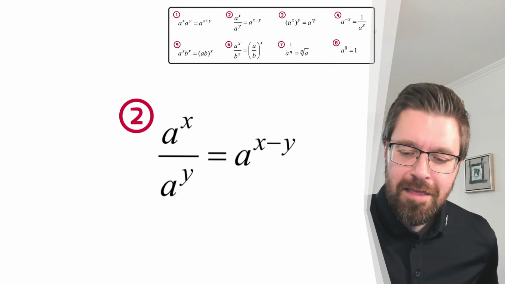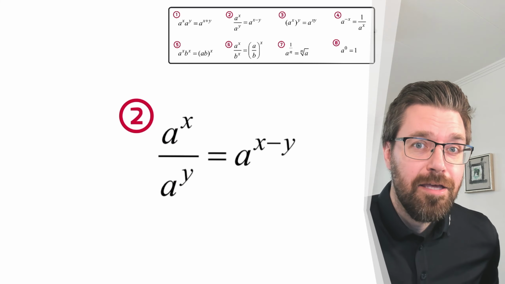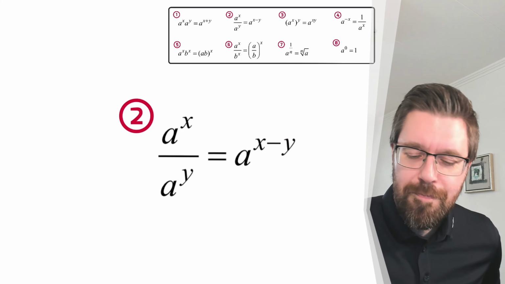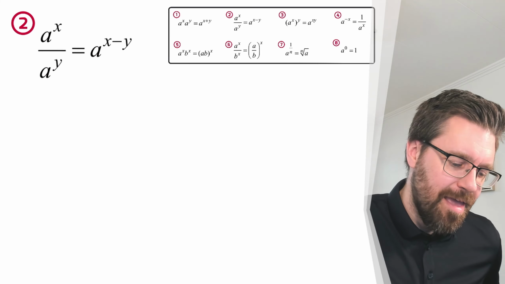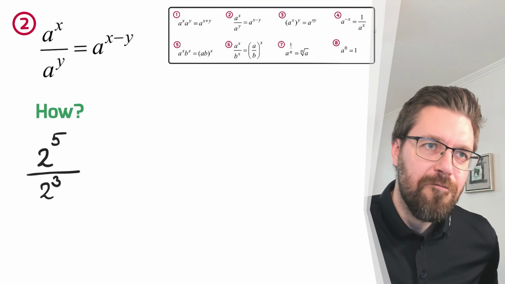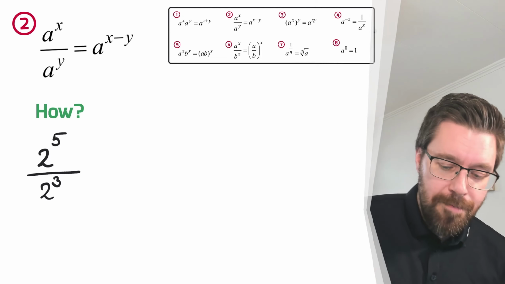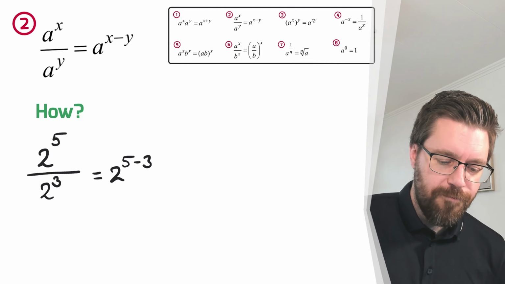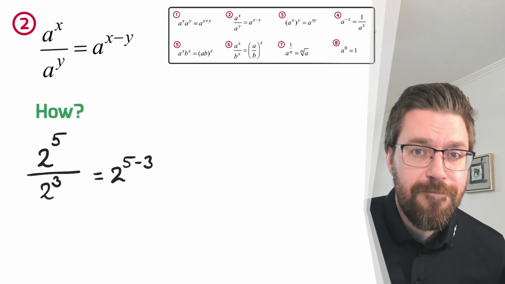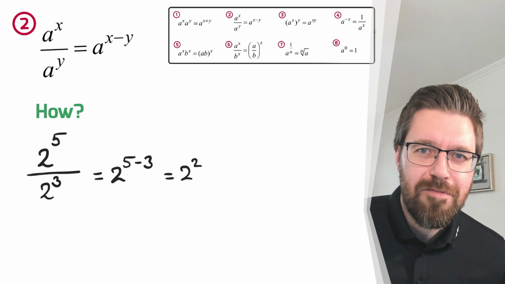Next rule is rule number 2, I think. It tells us that if we have a division of 2 powers with the same base, you can subtract the exponents like this. And a quick example of how it works. If you have 2 raised by 5 divided by 2 raised by 3, it means that you can write it like 2 raised by 5 minus 3. It will become 2 raised by 2.